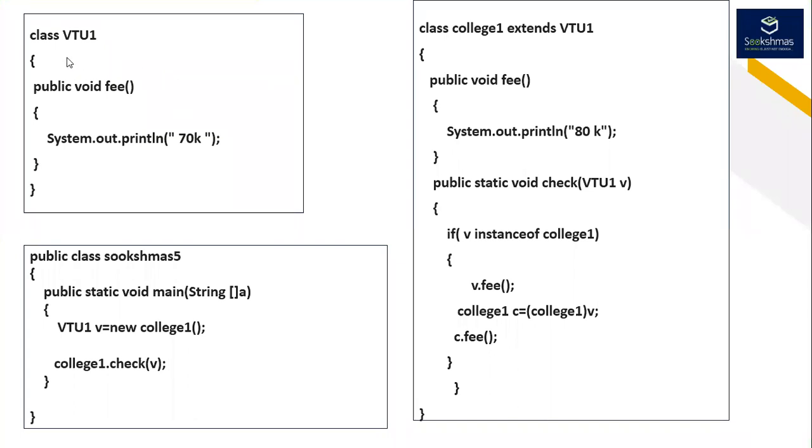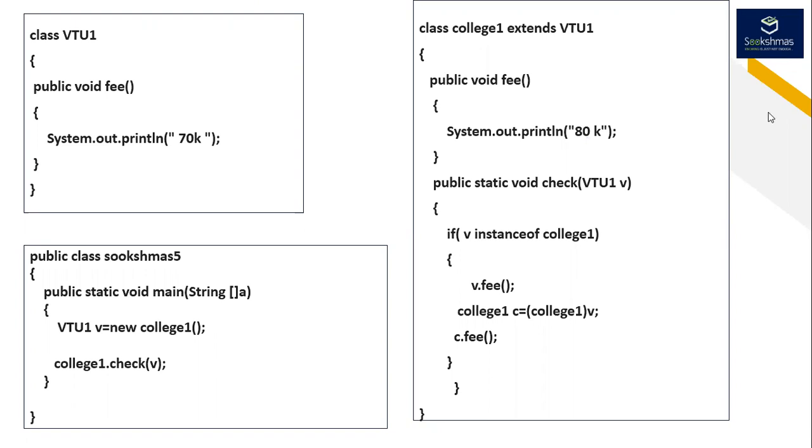So first, this is the first class, class VTU1. Here I have a method called public void fee. I'm trying to display 70k. And the second class is this one, class College1 extends VTU1. Here we have an overridden method, public void fee. I'm trying to display 80k here.